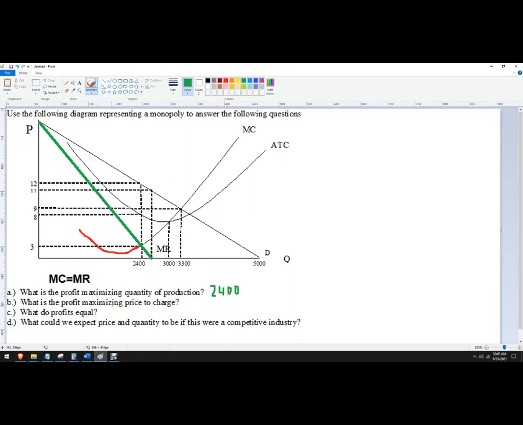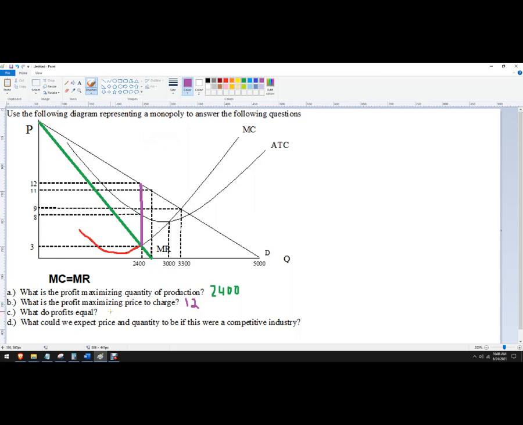Now what is the profit maximizing price to charge? So this monopoly, they want to mark this up. At quantity 2400, they can mark it up to wherever the demand curve is. So just take your finger or a pencil and draw that all the way up there. We're going to see that it hits the corresponding spot on the demand curve at 12. So they're going to charge a price of $12.